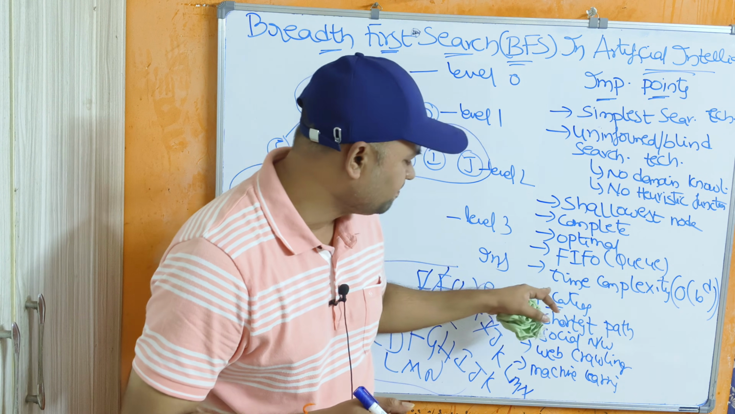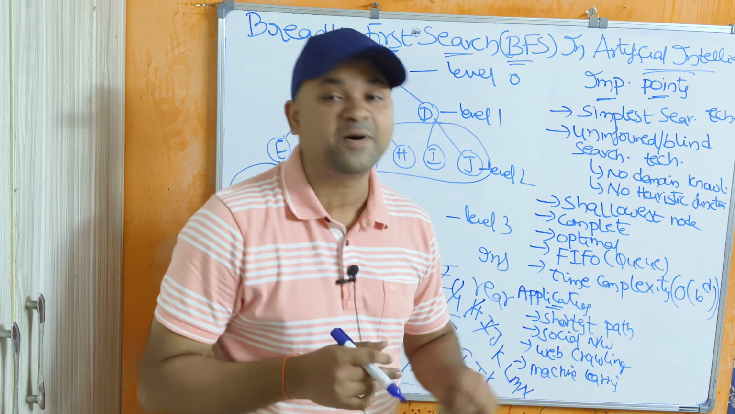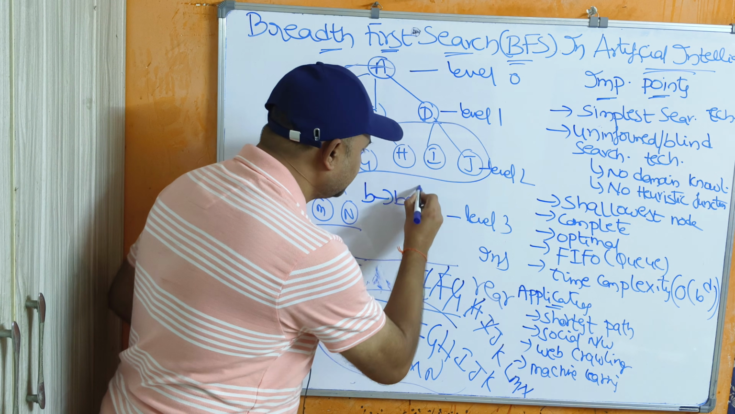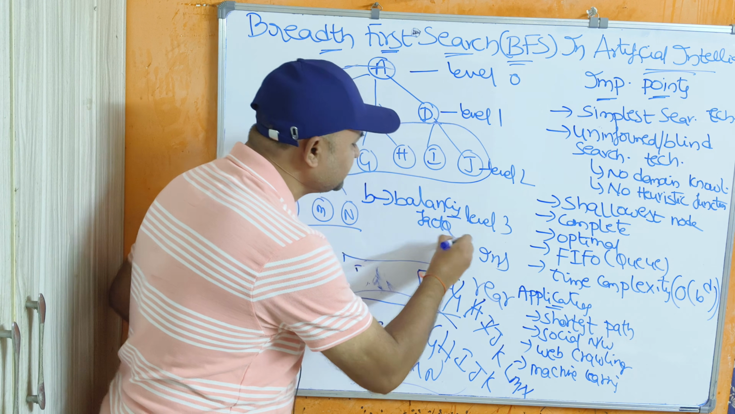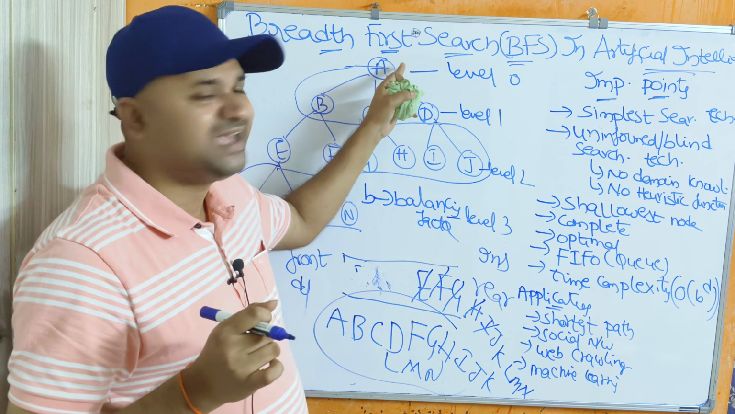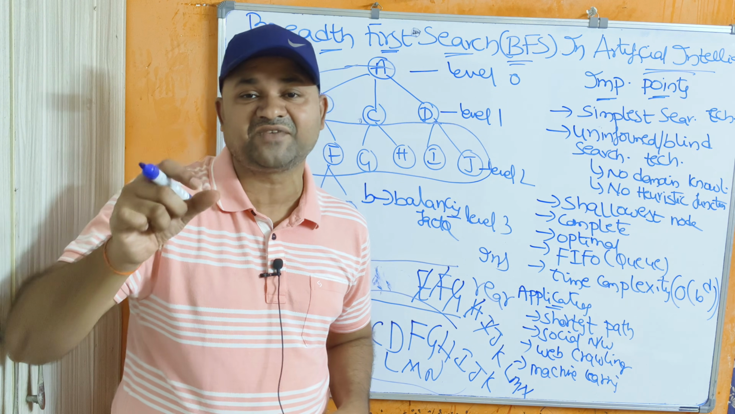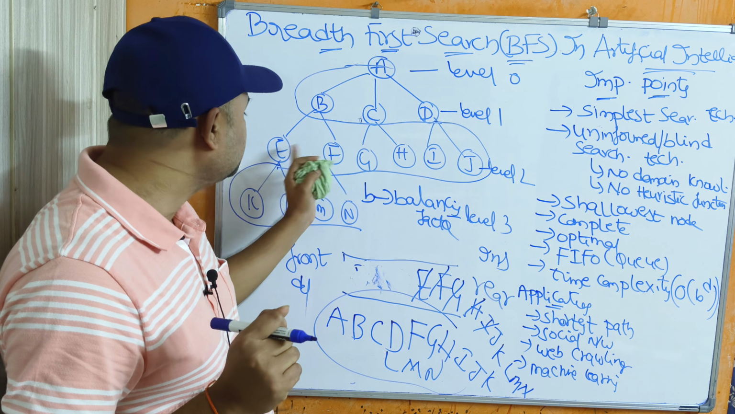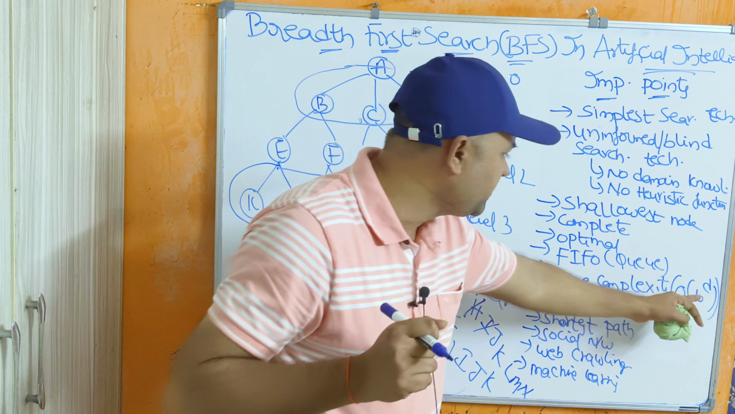Next point is, the time complexity of the BFS is O(b^d). Here b means the balancing factor, which is the number of children a parent has. If you take A, A has 3 children, so the balance factor for A is 3. If you consider B, the balance factor for B is 2, because B has 2 children. So that is the balance factor b.